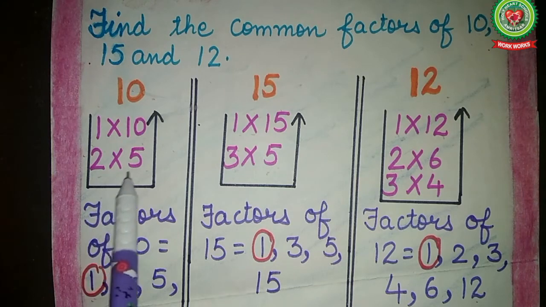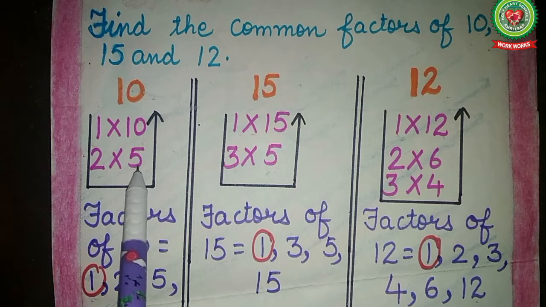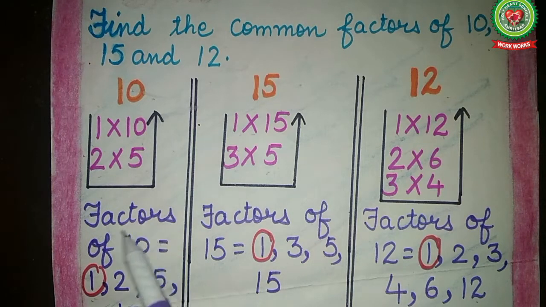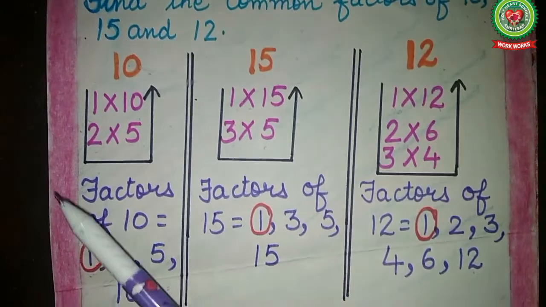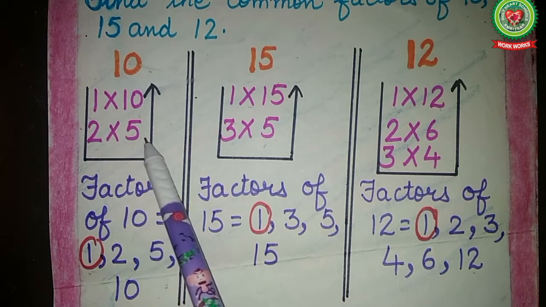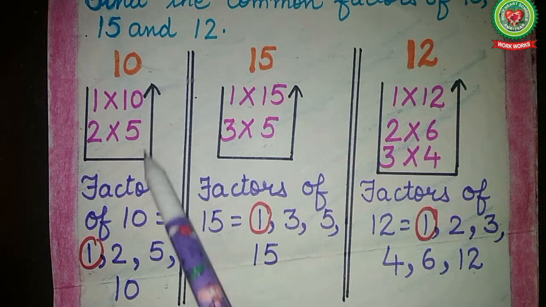After four table, turn off five table. On five table, 10 comes on 2. Now students, see, I have written here 5 multiplied by 2. That means 5 twos are 10. Repetition is there, so make U. So factors of 10 are 1, 2, 5 and 10.